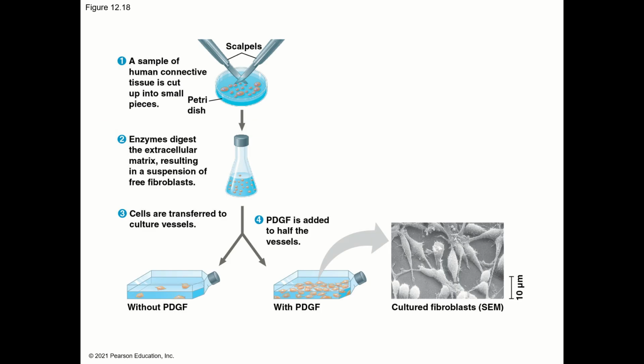Here we have an example of human connective tissue that is cut by scalpels into small pieces in a petri dish. Enzymes digest the extracellular matrix, resulting in a suspension of free fibroblasts. Cells are transferred to culture vessels, one vessel without PDGF and one with PDGF. PDGF is added to half of these vessels, and what we see in that scenario is cultured fibroblasts.